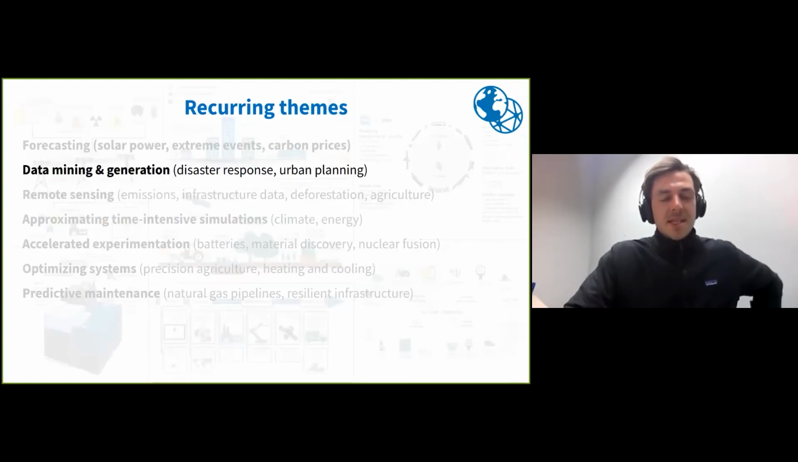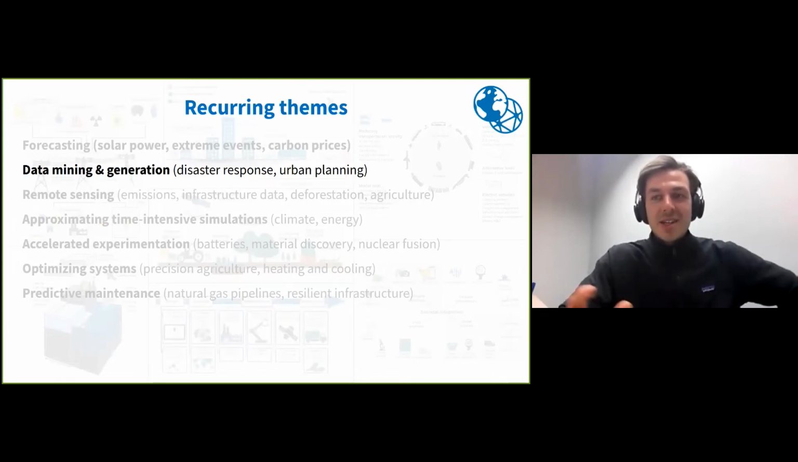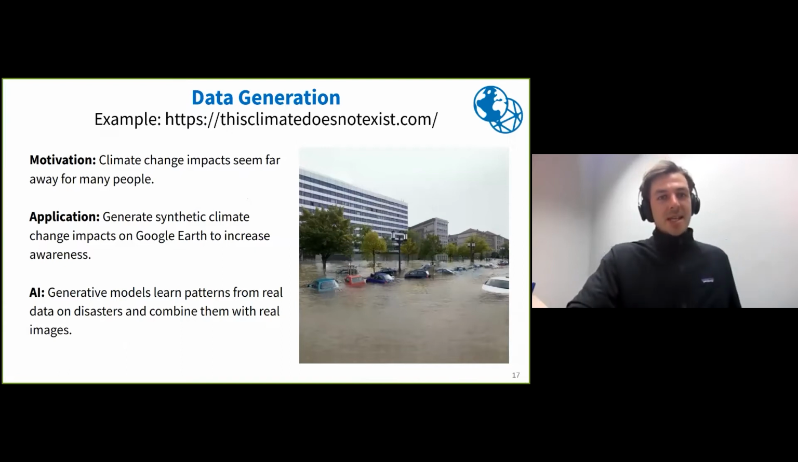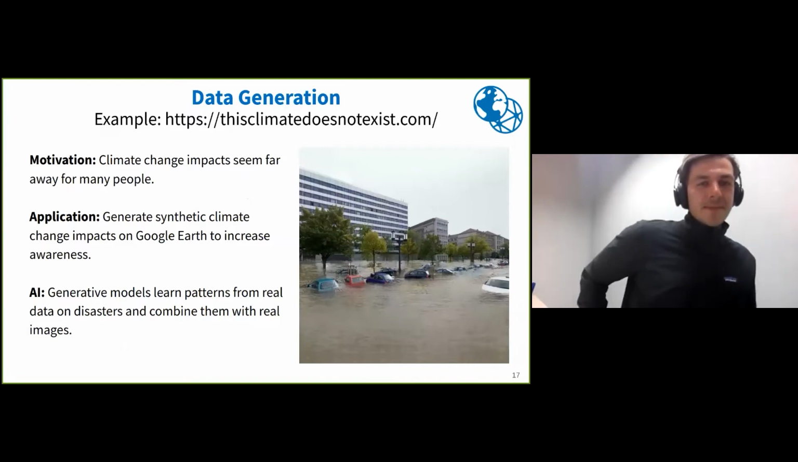Then the next theme is data mining, which is basically finding the golden nuggets in large amounts of data, or also data generation. And this example I particularly like. It's from people who are also involved in Climate Change AI. You can visit this website later. It's called This Climate Does Not Exist.